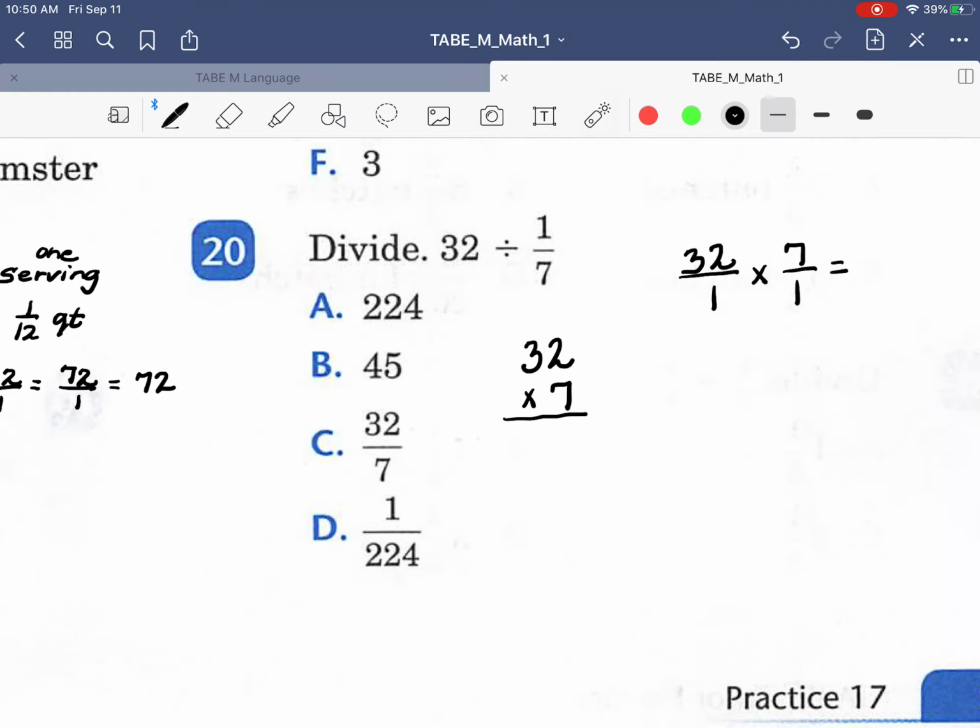Okay, this one is 32 times 7. So let's do 14 and carry 1. And then 21 and add 1 is 22. So 224. And that would be answer A. I did not mean to skip this one. I just thought number 19 was the last one that we had to do.